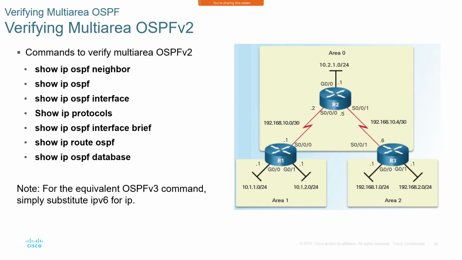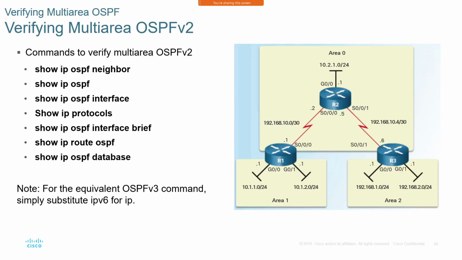We also have the show IP OSPF interface brief to show detailed information about the interface. The show IP route OSPF will show only the OSPF learned routes. It's basically going to filter the routing table so that everything else gets out of the routing table, and it's only going to display whatever is in the routing table that we learned through OSPF only.